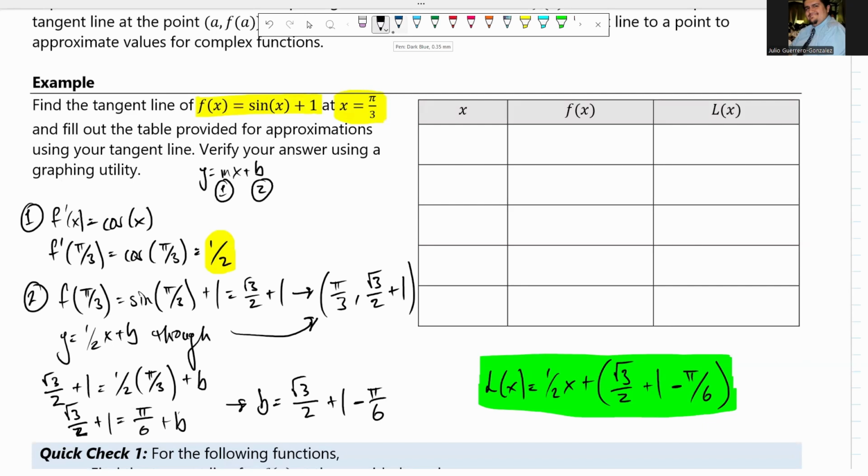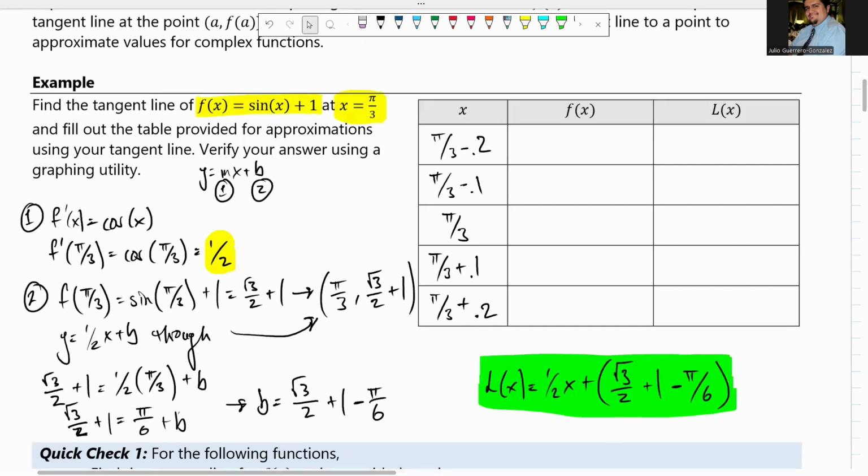My x values are going to be x values I'm going to choose, but they're going to be x values that circle the one right there, where we got our tangent line approximation. So this one's going to be pi over 3, and I'm going to start going down from here. So pi over 3 minus 0.1, pi over 3 minus 0.2, and then from the other direction, I'm going to go up, so pi over 3 plus 0.1, pi over 3 plus 0.2, okay? Okay, I'm going to bring in Desmos now.